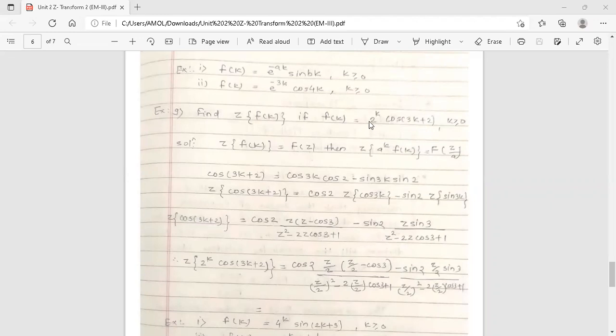Now we want the Z transform of 2 raised to k into cos of 3k plus 2. So use here the change of scale property. In place of a, the value here is 2. The property is that the Z transform of a raised to k into f of k is nothing but F of z upon a. Now this is your F of z term here.